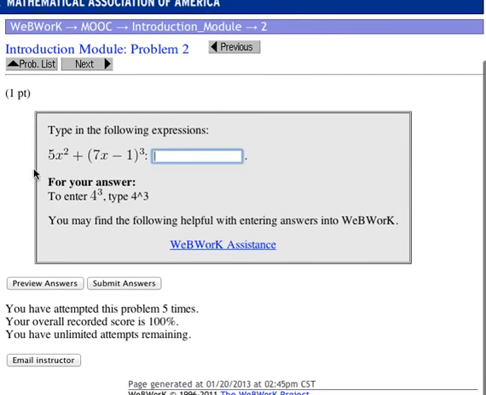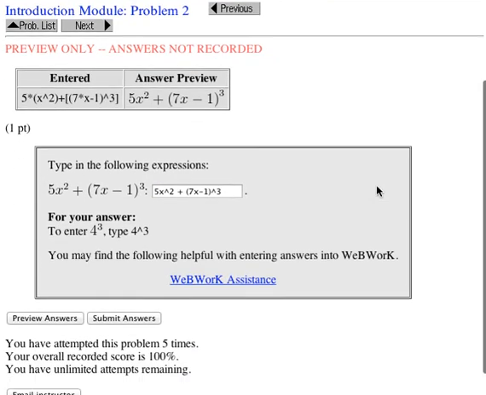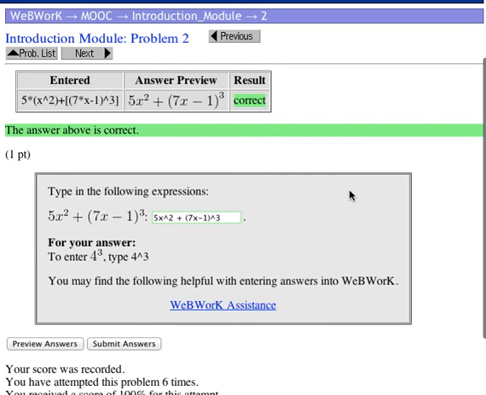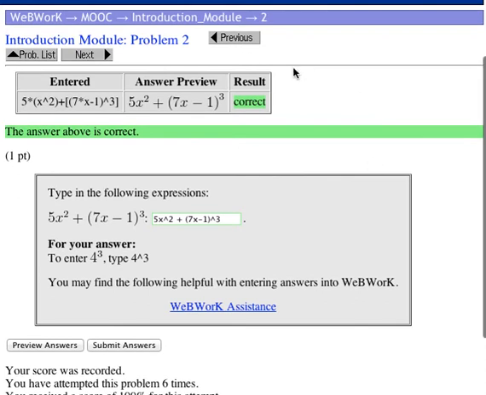In this problem, I want to work with exponents, and to type in an exponent, I'm going to use the caret button. So I have 5, and x is being squared. I'm adding to that, and now I want that whole quantity of 7x minus 1 to be cubed. Notice how I use parentheses. My preview looks the same as my expression, so I'm going to submit this answer. And I'm happy to see that green correct.